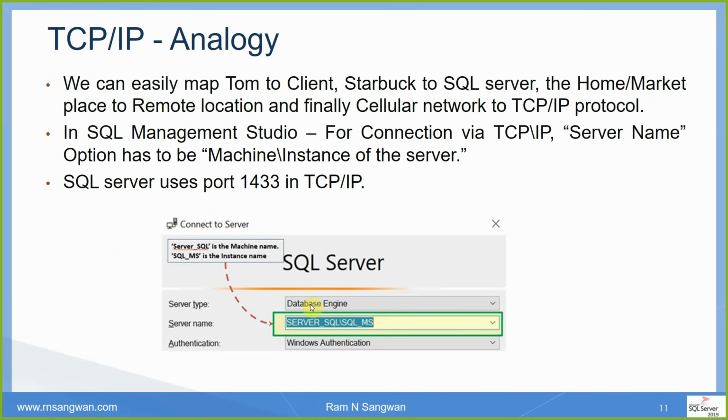So compared to this analogy here, we can easily map Tom to the client, Starbucks to the SQL Server, home or marketplace to the remote location, and finally the cellular network, that is telephone, for the TCP/IP protocol. In SQL Server Management Studio, for communication via TCP/IP, the server name option has to be in the form machine name\instance name. So here SQL Server is the machine name and SQL_MS is the instance name which is running. Remember, SQL Server uses port number 1433 in TCP/IP for connections.